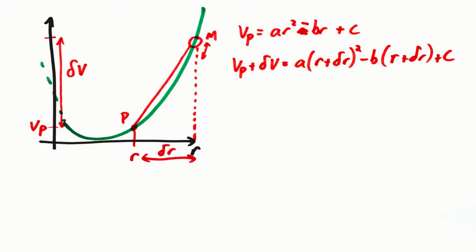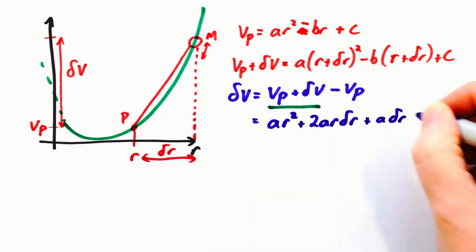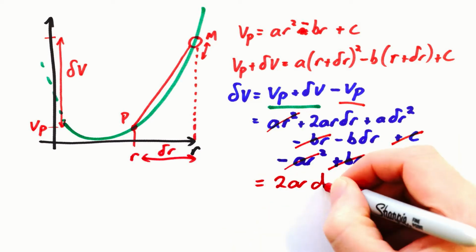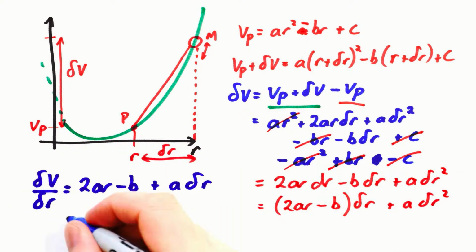Remember, the gradient of this line is the change in v, delta v, divided by the change in r, delta r. So let's calculate v plus delta v. We simply plug our value of r plus delta r into the equation and expand it. This looks quite messy, but remember we want to isolate delta v. So now let's subtract the expression for v from the expression for v plus delta v. There's quite a lot to consider, but this gets rid of the original terms ar squared, br, and c, leaving us with an expression that we can factorize by delta r. Now, we divide both sides by delta r to find the gradient of the line we're interested in.